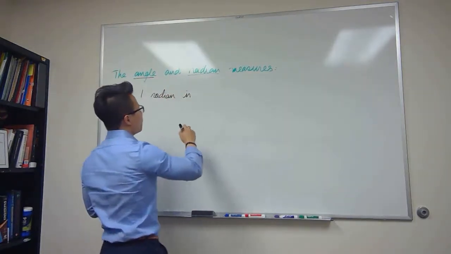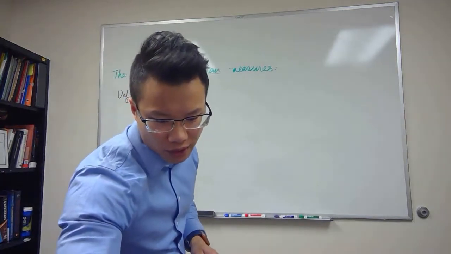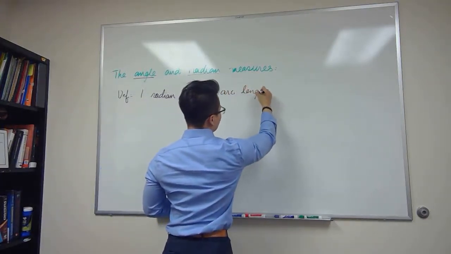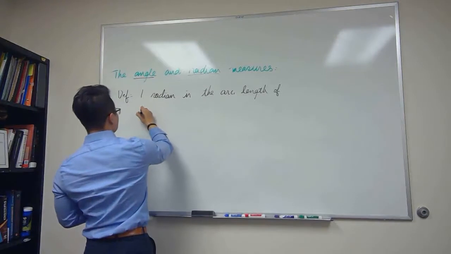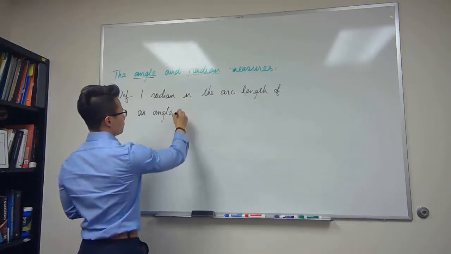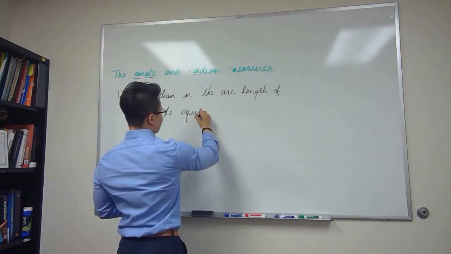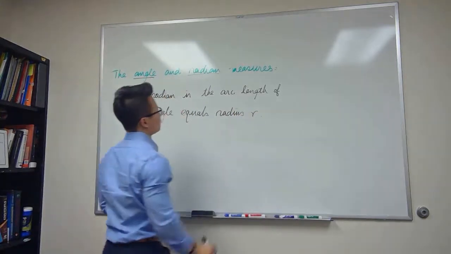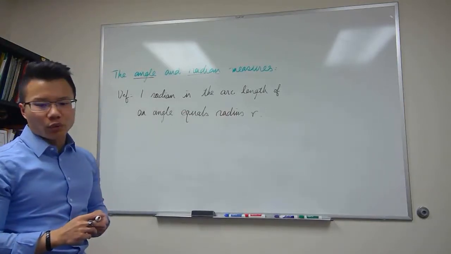it's the r length of an angle equals to the radius r. Okay, so one radian is the r length of an angle equals to the radius r.